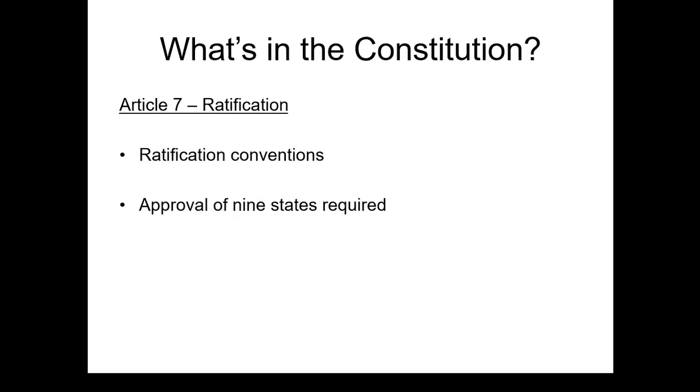As for ratification, that was outlined very briefly: ratification conventions would be required for all the states. Approval of 9 states was required to put the Constitution into play, and it occurred relatively quickly, compared to today's times where years go by and nothing gets done. They submitted the Constitution in September of 1787, and 9 states ratified it by the following June of 1788. And then the first elections were held immediately thereafter.